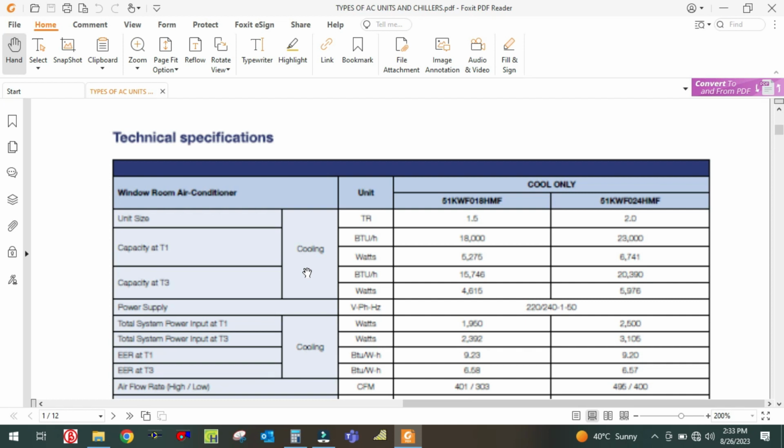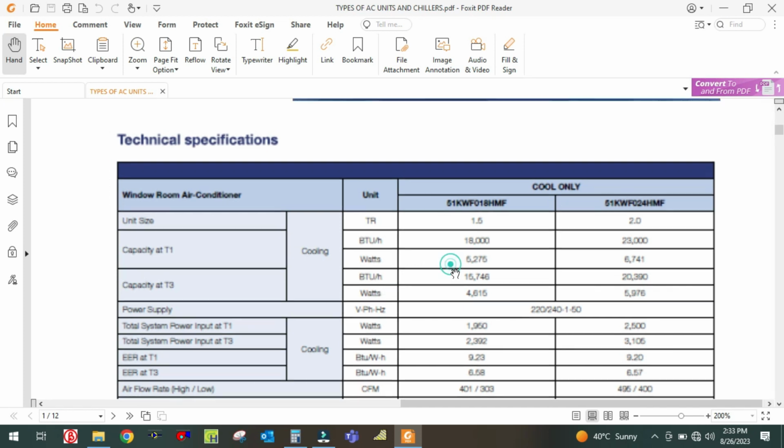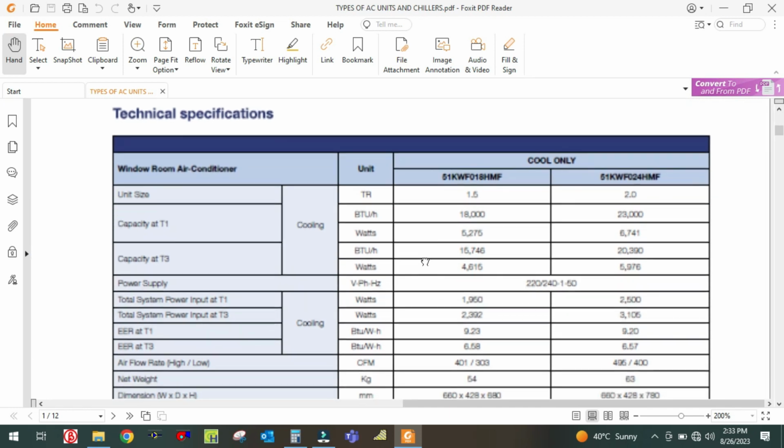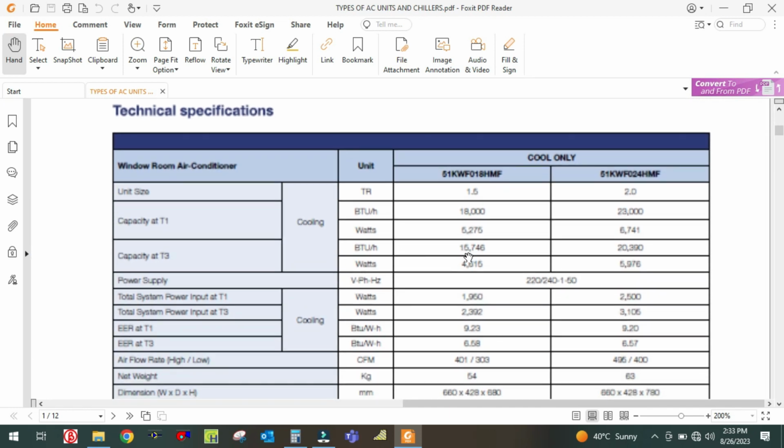So cooling capacity at T3 temperature is also given here in BTU per hour and watts. At T3, when the ambient temperature is increased, the cooling capacity of the AC will decrease. You can see here the 1.5 ton will give 15,746 BTU per hour, and the 2 ton will give cooling effect at 20,350 BTU per hour. In watt it also decreases.